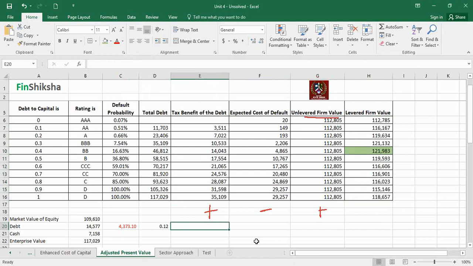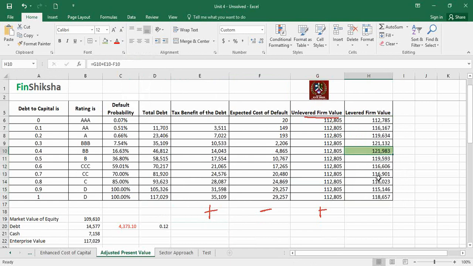This is, remember, higher than what we have seen earlier. And that's because this method is going to try and maximize the benefits that are coming on account of taxation effects because of taking debt on the books of the company. This for us is what is the adjusted present value approach.